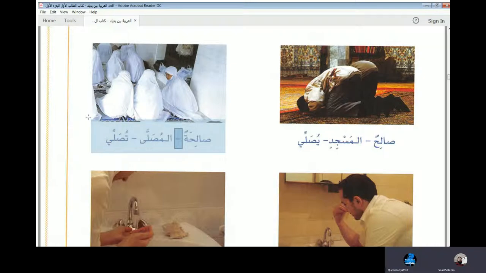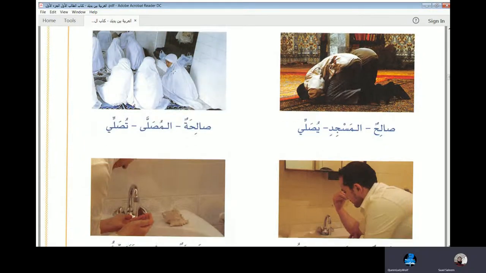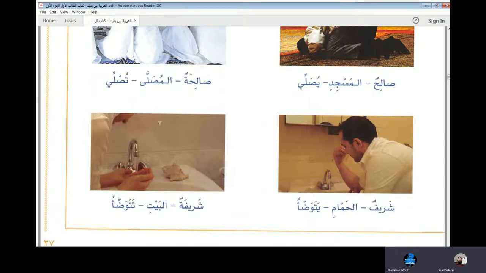Salihatun fil musalla, tusalli. So she is praying. She's in the musalla. She is praying.